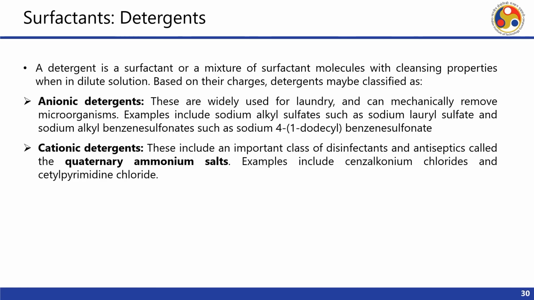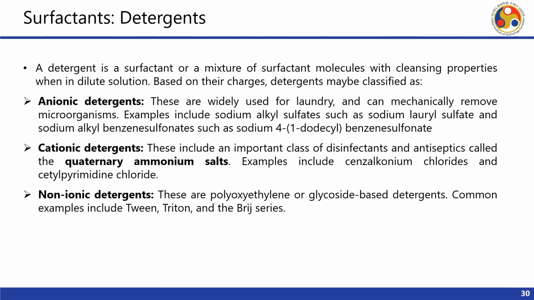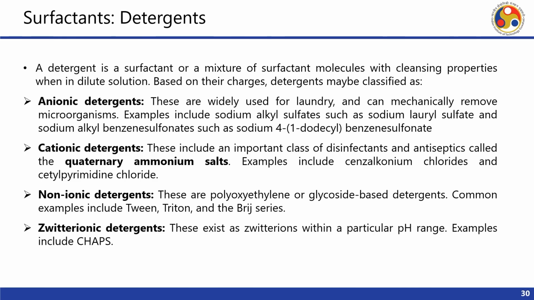Then we have the cationic detergents, which include an important class of disinfectants and antiseptics called the quaternary ammonium salts. For example, we have benzalkonium chloride and cetylpyridinium chloride. Then we have non-ionic detergents, which are neither cationic nor anionic, like polyoxyethylene or glycoside based detergents. Some of the examples include Tween, Triton and the Brij series. Then we have zwitterionic detergents. These exist as zwitterions within a particular pH range. Examples include CHAPS.